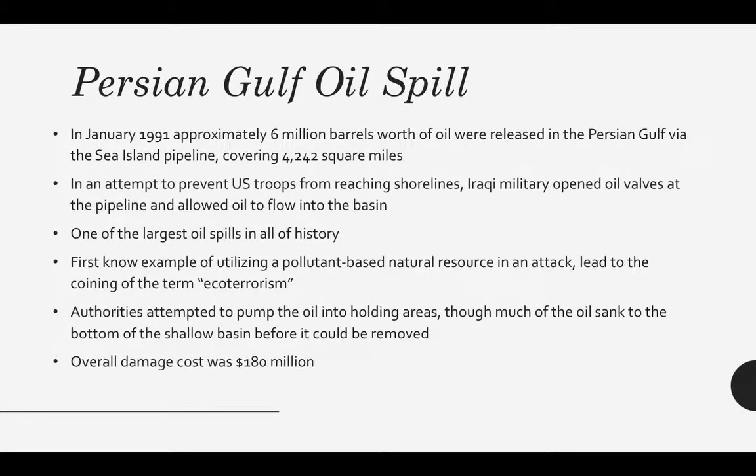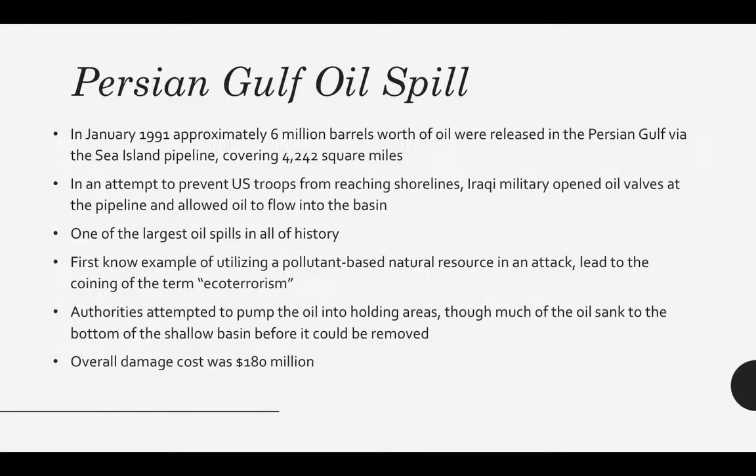So, in addition to this being a disaster for humans, it was also a natural disaster. So, at the very end of this war in January of 1999, there were about 5 to 10 million barrels worth of oil released into the Gulf by Iraqi forces, and this occurred in an attempt to prevent the US from gaining access to the shorelines. So they wanted to put out the oil to attempt to keep them from invading, and overall, this became known as one of the largest oil spills in all of history. In addition to that, it was one of the first times where a natural resource, especially a pollutant, was used in kind of an attack or a way to defend themselves, and this led to the coining of the term eco-terrorism.